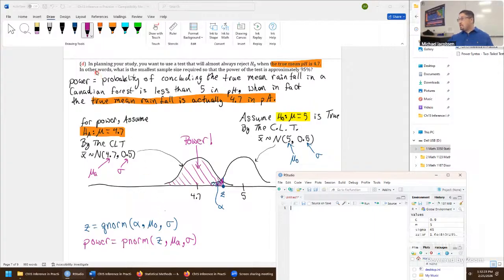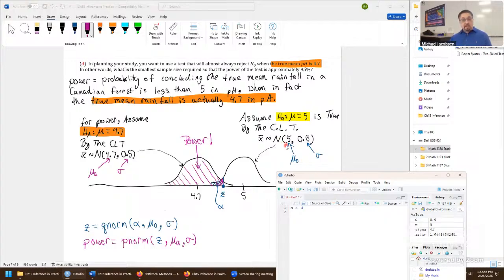But the question here says, in planning your study, you want a test that will almost always reject the null when that specific alternative is true. What is the smallest sample size required so that the power of the test is 95%? Really, the fundamental thing we want is the sample size. So let's throw in some value. N equals, let's go low and start with a 4. Probably isn't right, but we're going to increase the sample size as we run the syntax until we hit 95% or just exceed it. So that would be the first thing you want.